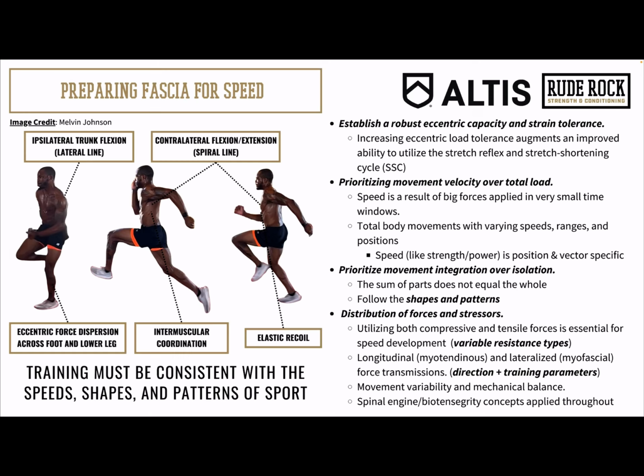But speaking quickly to the specifics of the fascia here, we want to start by thinking about building a robust eccentric capacity. Utilizing the stretch shortening cycle and the stretch reflex is going to be derived from having a good eccentric bank. From there, we want to prioritize velocity over load. As I've been mentioning, this is not to suggest that we are averse to loading the athletes, but rather than it being a priority or a focal point, it is simply a byproduct or an outcome, whereas my priority is going to be more on the movement velocity side of things.